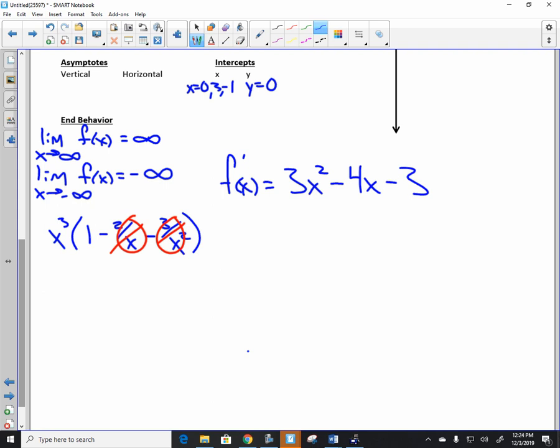So I'm going to set that equal to 0 and find where it crosses the x-axis. What shape does that make? Parabola right side up or upside down? Right side up. Let's figure out where it crosses the x-axis. Anybody got the handy-dandy quadratic formula in their calculator? Type it in.